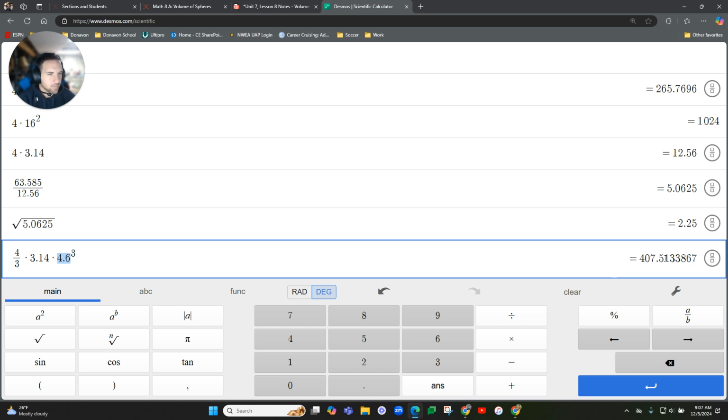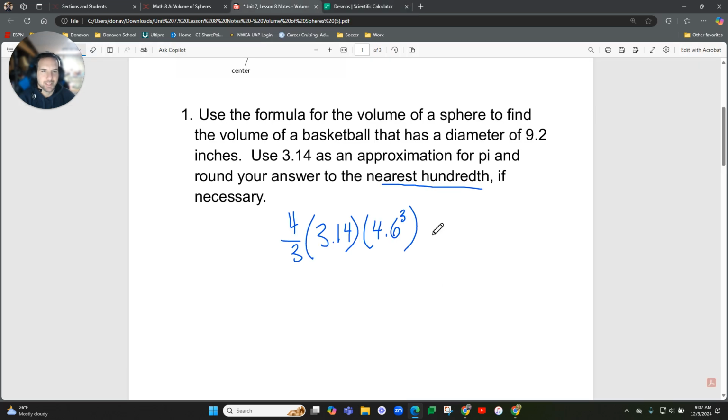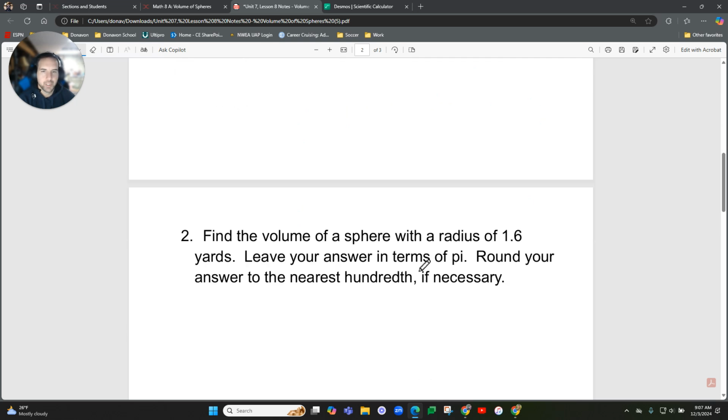All right, and we're going to round to the nearest hundredth, so the number after the hundredth position is a 3, so we're just going to keep it as it is. So 407.51. Said that wrong. So the volume inside of a basketball is 407.51. In this case, it is cubic inches. And that's it for number 1.